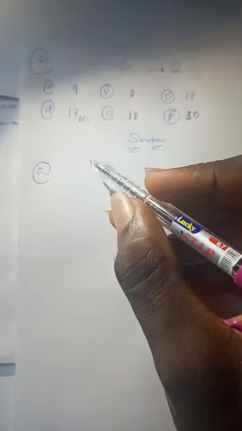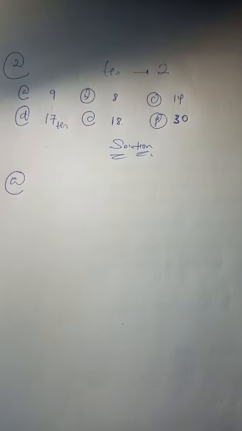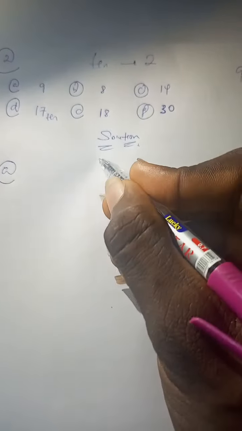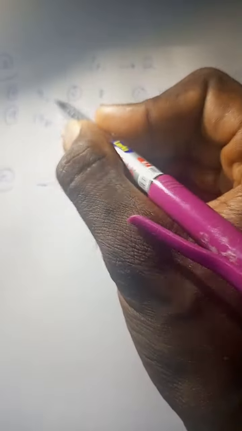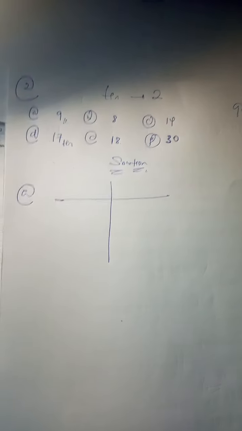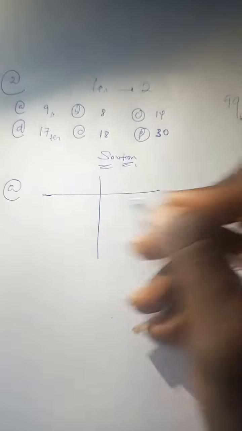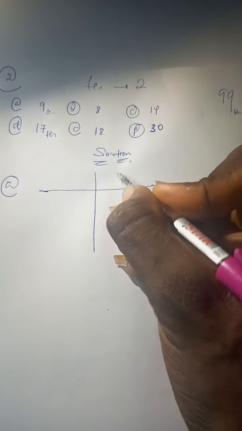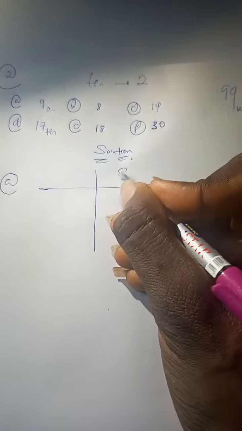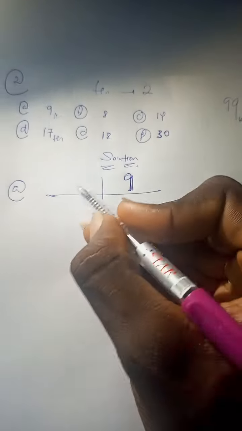So if you want to convert any number from base 10 to any other base, either base 2, base 4, base 7, or anyone you want, the first thing to do is to draw a cross. And then the question given to you in base 10 must be on the right hand side. So I want to solve the first question, that is 9. If I'm converting into base 2, you write 2 here.